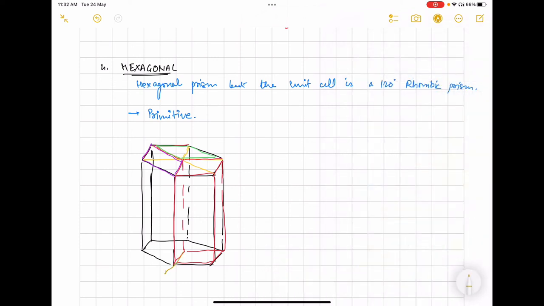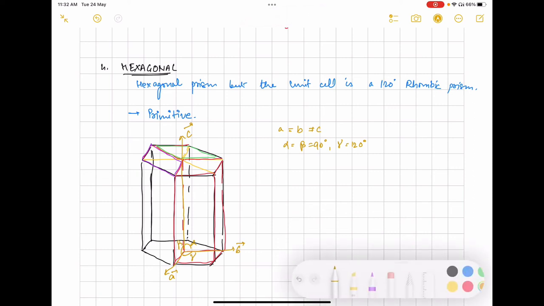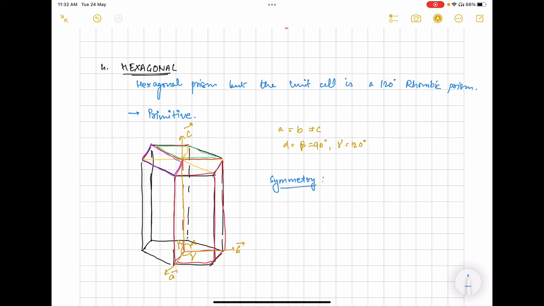So this is your A vector, this is your B vector, and this middle axis is your C vector. So the angle alpha, this is beta, and this is gamma. So the relation between the lattice parameters is like A equals B but not equal to C, and alpha equals beta equals 90 but not equal to gamma. Gamma is equal to 120 degrees. Now the characteristic symmetry of the hexagonal crystal system is the presence of one 6-fold rotational axis. This is the characteristic symmetry.